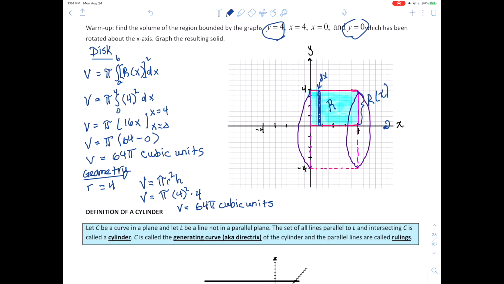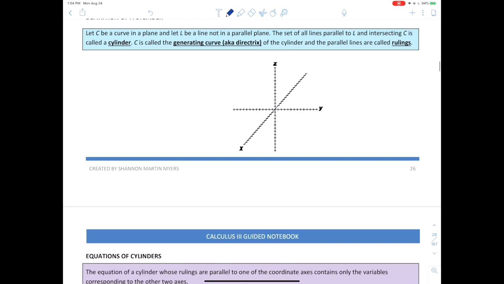Cool? You feeling all warmed up? Awesome. Next up, let's take a look at this new definition of a cylinder. We'll have some different wording, and it's a different type of cylinder.